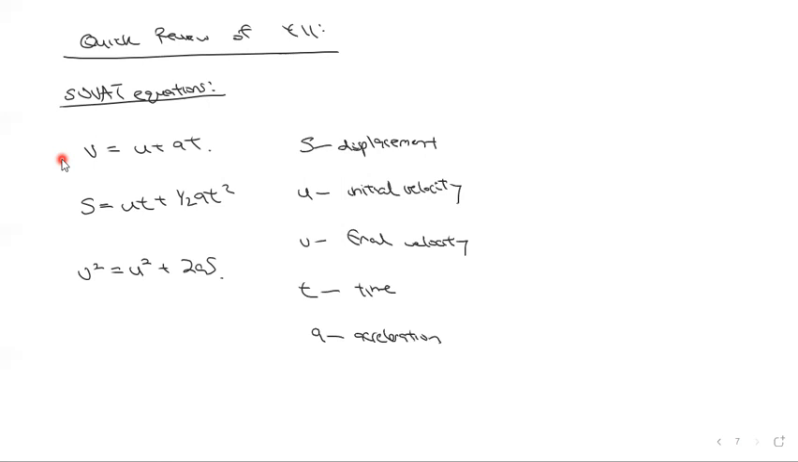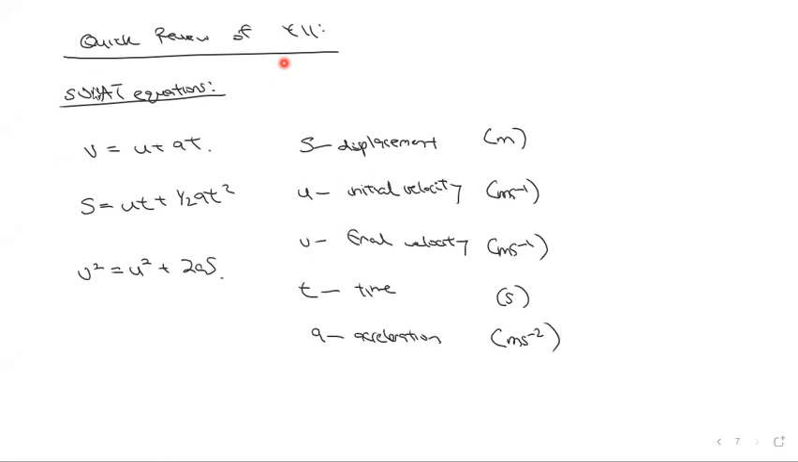Now, when you're using these equations, remember, you must have them in SI units. So displacement is in meters. Initial and final velocity are both velocities, so they are in meters per second. Time is in seconds, and acceleration is in meters per second per second.